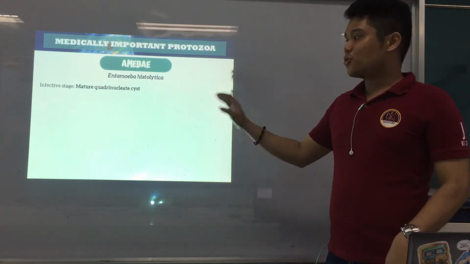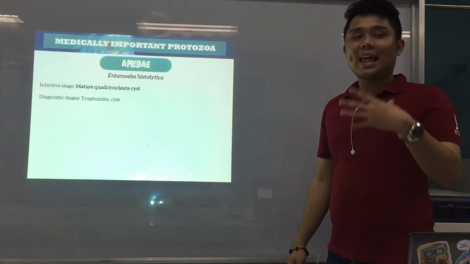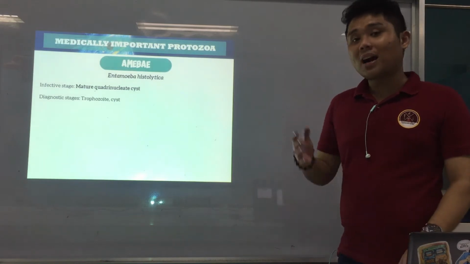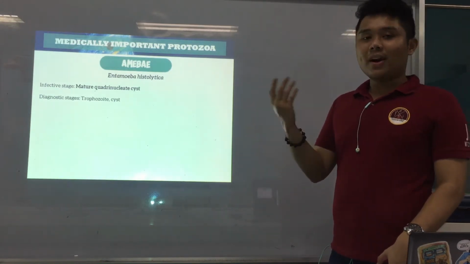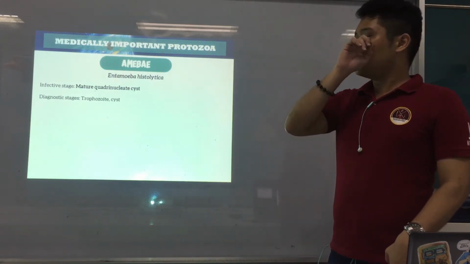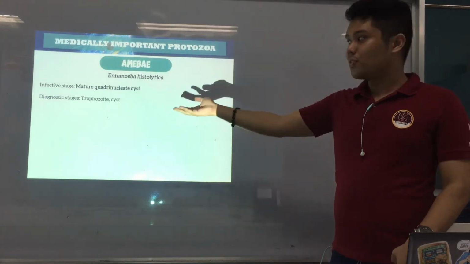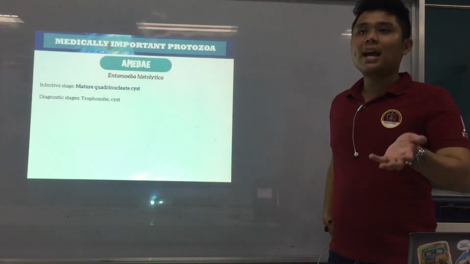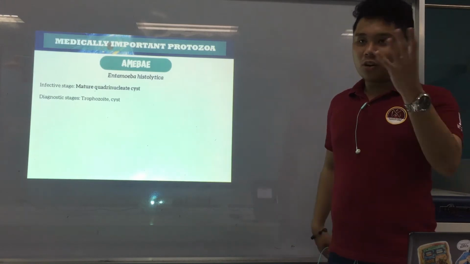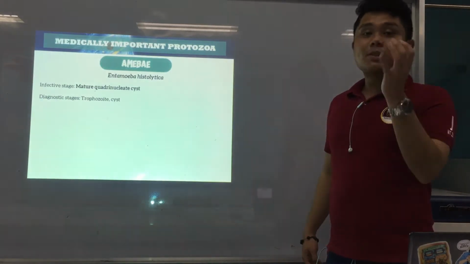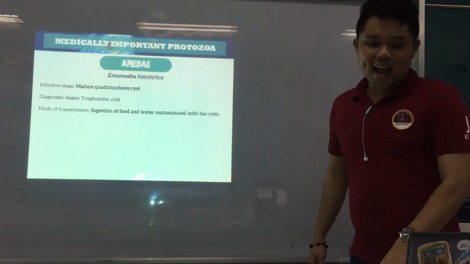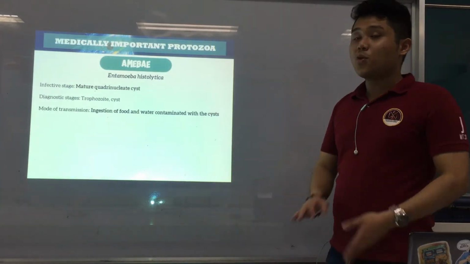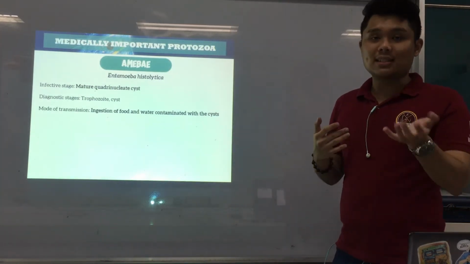Mature. And the diagnostic stages are the stages or morphologic forms of the parasite that can be seen when you examine specimens. For Entamoeba histolytica, it's both the trophozoite and the cyst. So you can see both the cyst and trophozoites, or only trophozoite or only cyst, in the specimen. And mode of transmission, again, ingestion of food and water contaminated with the mature cysts.